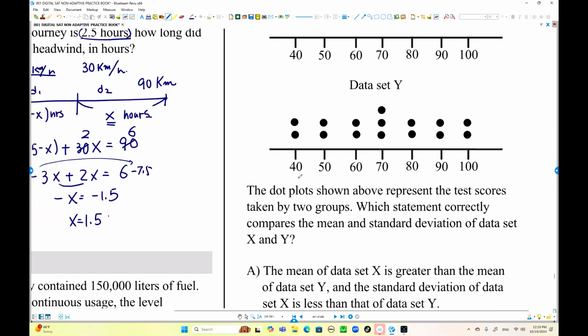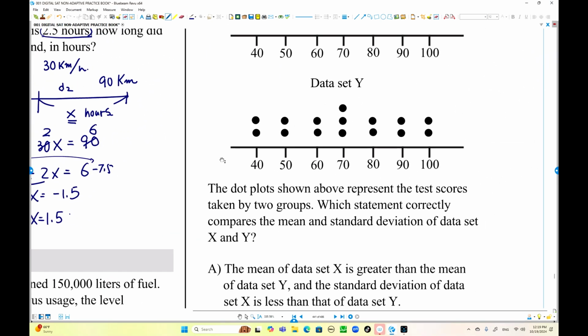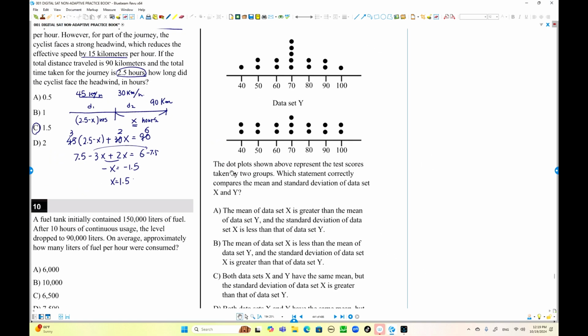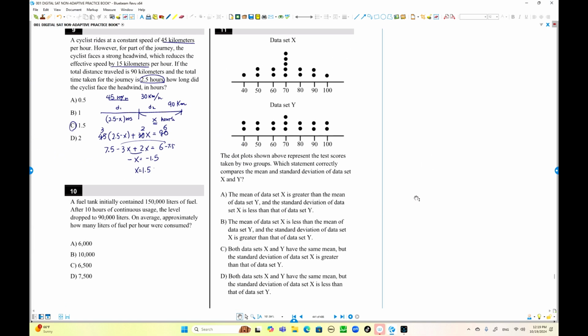All right, number 11. You have two data sets, x and y. Compare the mean value and standard deviation. Now check out the mean value. You don't have to calculate the mean value, right? It's in the middle. Same distance, same number of frequency. Right? Exact symmetry. So 70 is the mean value, which is the average. Data set y is also 70, right? Exact symmetry. So the mean values are the same, okay?